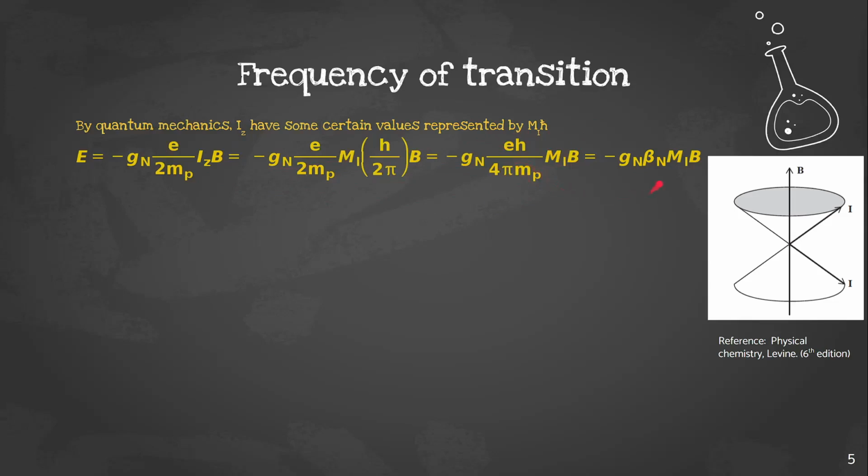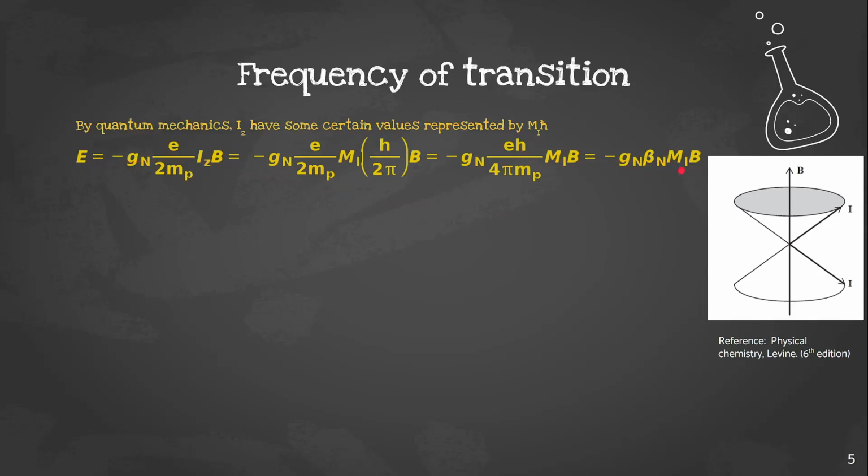and that part can be written in a simple form as beta n, which is known as the nuclear magneton. If we now see both sides, energy itself is related to the parameters Gn, beta n, mi and B. Now B is the applied field strength and it will be a constant for a specific NMR spectrometer. Gn and beta n are themselves constant, Gn dependent on the nucleus that we are talking about. Beta n is a universal constant for all kinds of nucleus. So E is only dependent on the mi value.